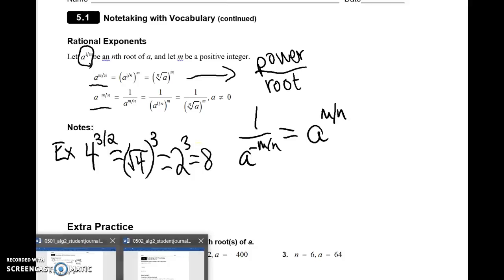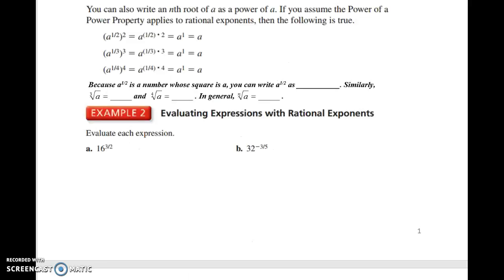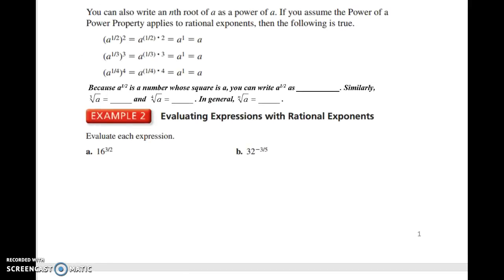So now I want you to go to your example 2 in your notes, and you can read along here about exponential powers and all of these a's with fractions. If we fill this in, we know a to the 1/2 is a number whose square is a, so we can write this as the square root of a. Also, the cube root of a is the same thing as a to the 1/3. The 4th root is a to the 1/4. And therefore, the nth root would be a to the 1 over n power.